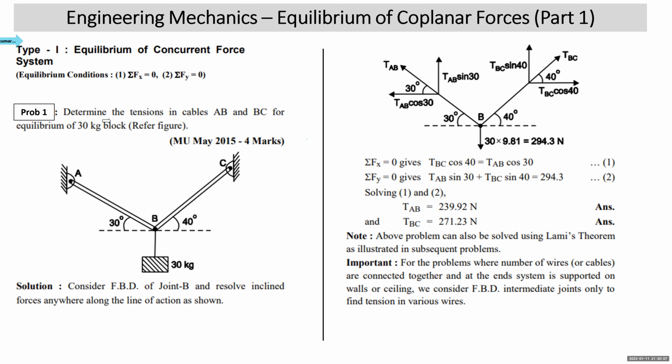If there are 2 equilibrium conditions, that means there will be 2 simultaneous equations and there will be 2 unknowns on the equilibrium in the problem. First problem, all these problems have been taken from my book.